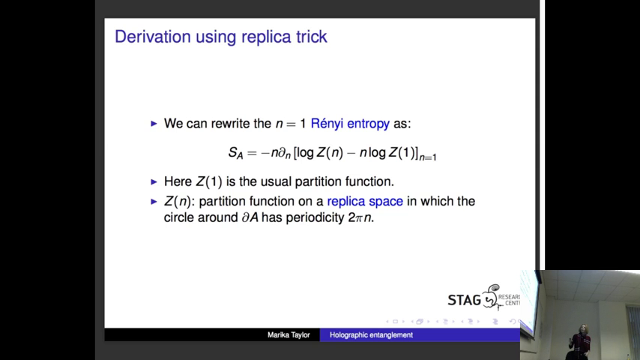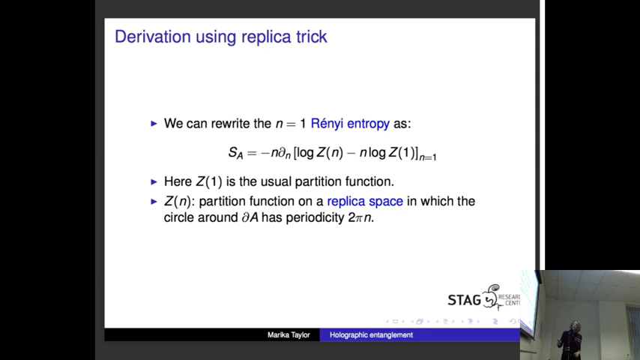So this relies on the replica trick, which is basically this rewriting of the entanglement entropy that we did before in terms of the limit as n goes to 1 of trace rho to the n. Okay. So this trace rho to the n, this Renyi entropy, you can do yet another very simple rewriting of in the following form. So we write the entanglement entropy in terms of the usual partition function. So Z1 is just the usual partition function of the quantum field theory. That partition function obviously has no information about the shape of the entanglement region. And then the information about the shape of the entanglement region comes from this part. So this thing here is Zn.